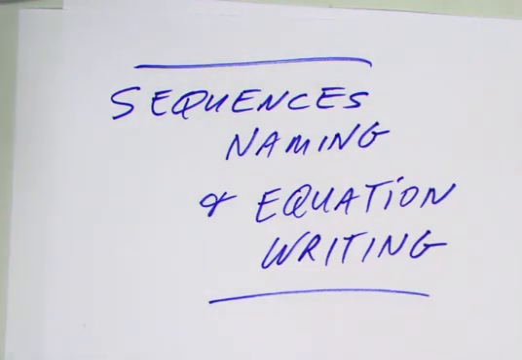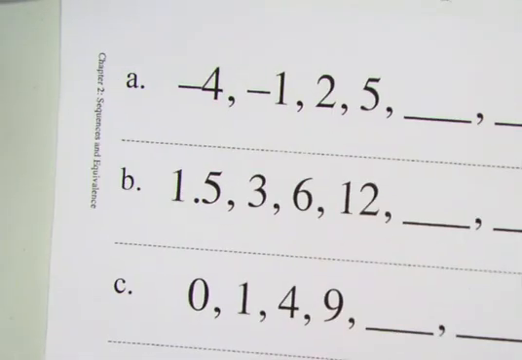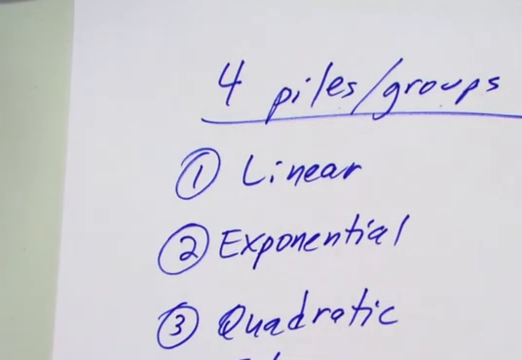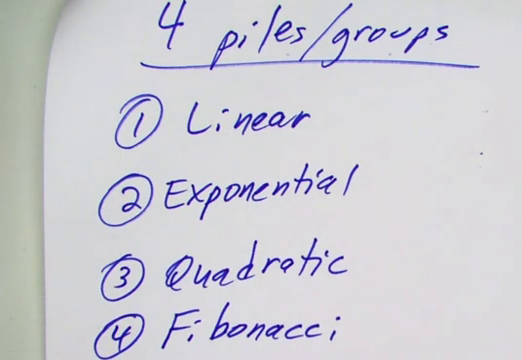This is the sequence naming and equation writing video to help you understand what these sequences are now that you've completed their patterns. In looking at your piles from cutting apart these sequences, you should have ended up with 4 piles. The 4 piles should essentially be the 4 piles that I have listed here.